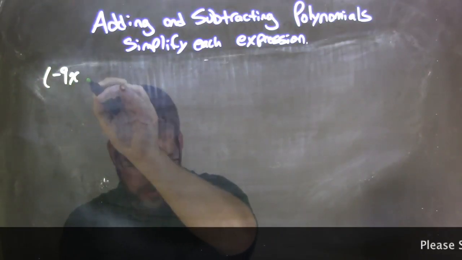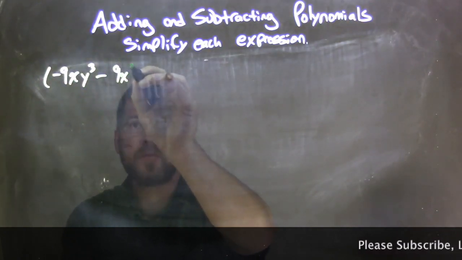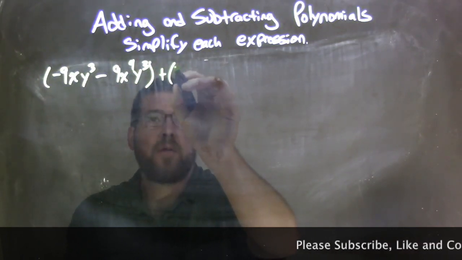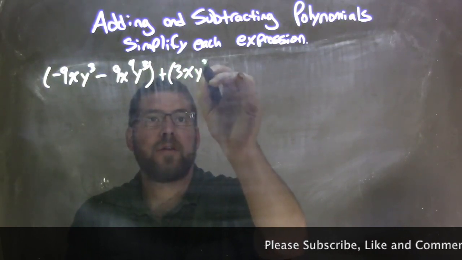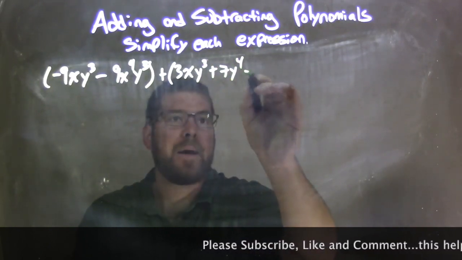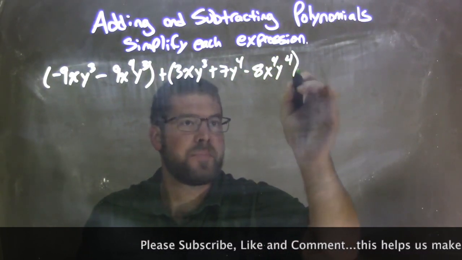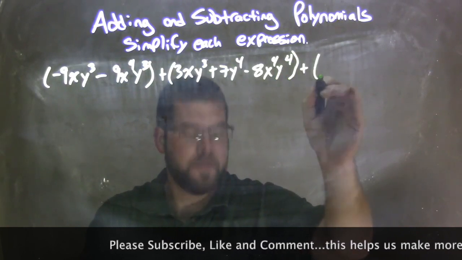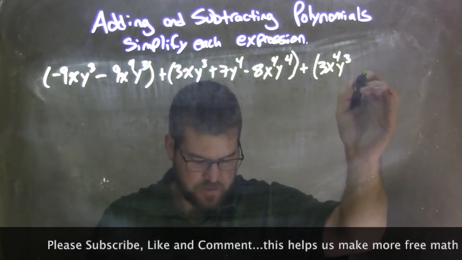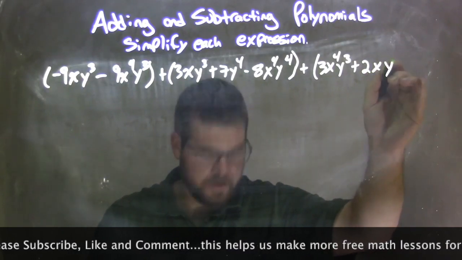Negative 9x y to the third minus 9x to the fourth y to the third, parenthesis 1, plus next parenthesis 3x y to the third plus 7y to the fourth minus 8x to the fourth y to the fourth, and parenthesis, plus my last parenthesis 3x to the fourth y to the third plus 2x y to the third.